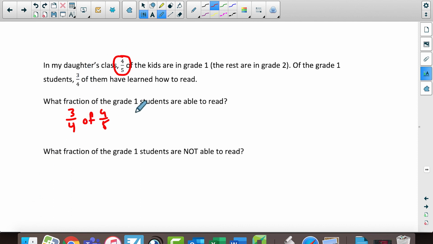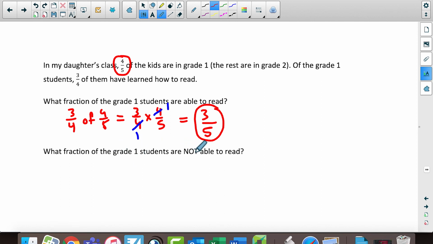Well, remember what of means? We just talked about on the other side of this page. 3/4 of means 3/4 times 4/5. Any ninja slicing you can do here? For sure, the 4 and the 4. Divide them both by 4, you get 1 and 1. So you end up with the answer, 3 times 1 is 3, 1 times 5 is 5. 3/5 of the grade 1 students are able to read.